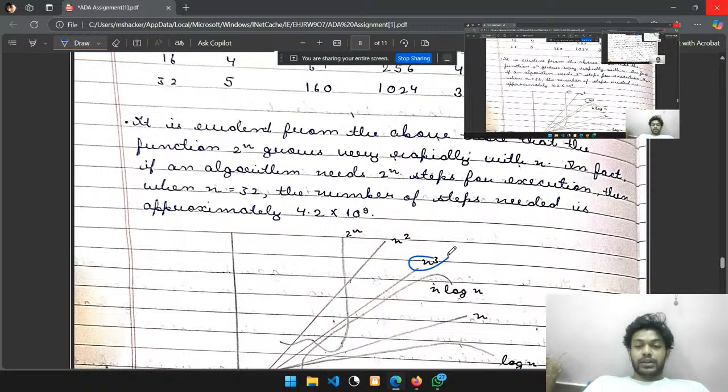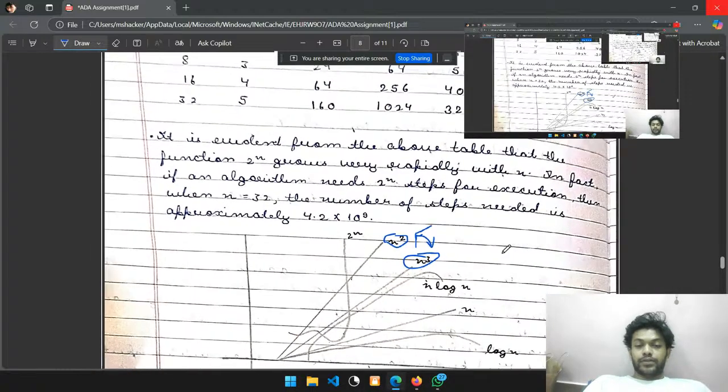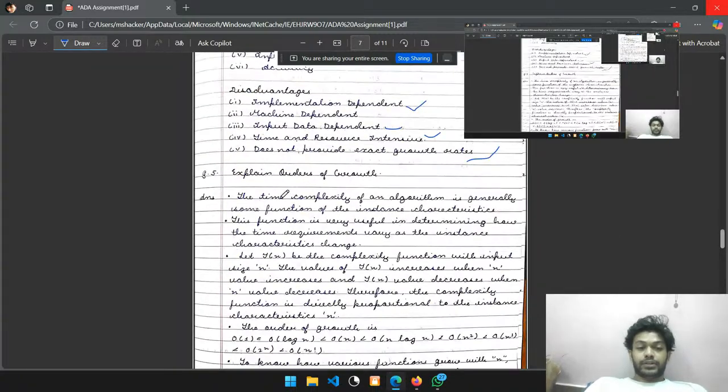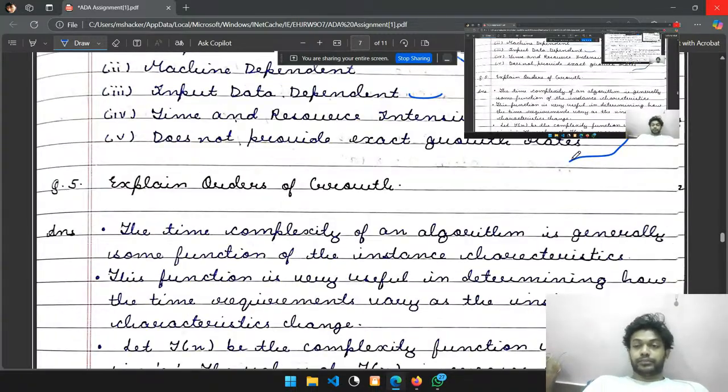Here's the mistake. N3 and N2 will be replaced with each other because the growth is shown higher of N2 as compared to N3. So yeah, it's not correct. So explain the orders of growth.